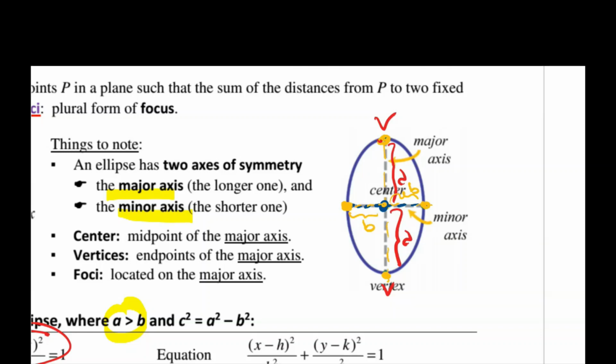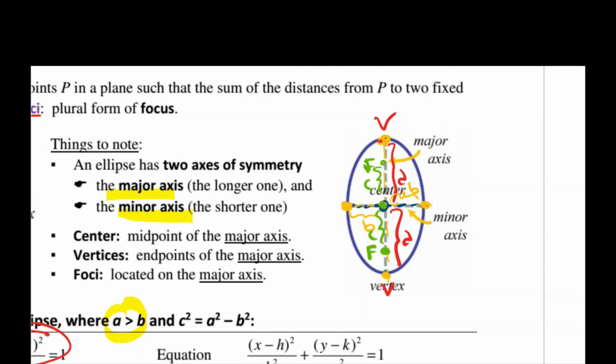Now, what about the focus, or C? First of all, the focus is along the major axis. Let me go ahead and put F. Now, what does C represent? C represents the distance from the center to the focus. So if the center is right here and the focus is over here, then this distance is given by C. Yeah, this looks like a crazy pizza. Sorry about that, but I'm trying to do what I can.